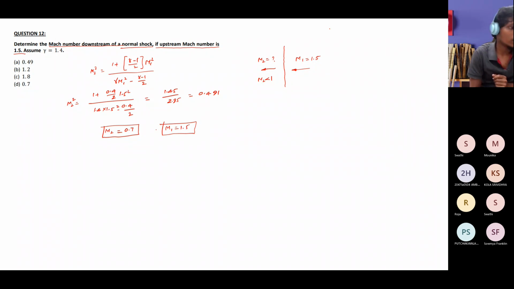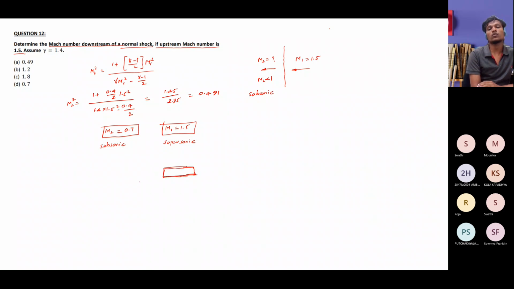I have to mention two things here. It is very clear that M2 should be less than 1, and we got M2 less than 1 itself, that is subsonic. So it is proven that the flow behind the normal shock wave in the stationary frame of reference, or from the normal shock wave frame of reference, is subsonic. Upstream supersonic, downstream subsonic.